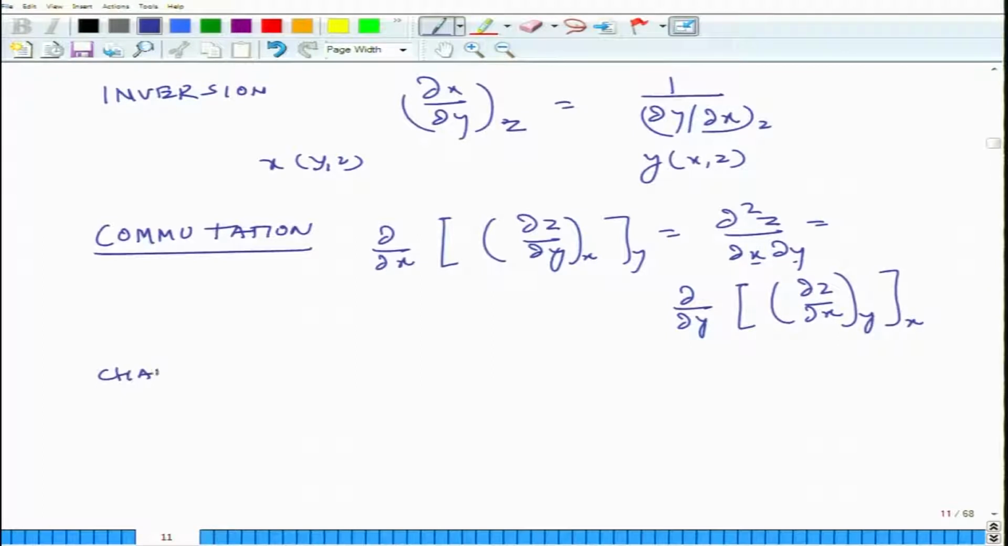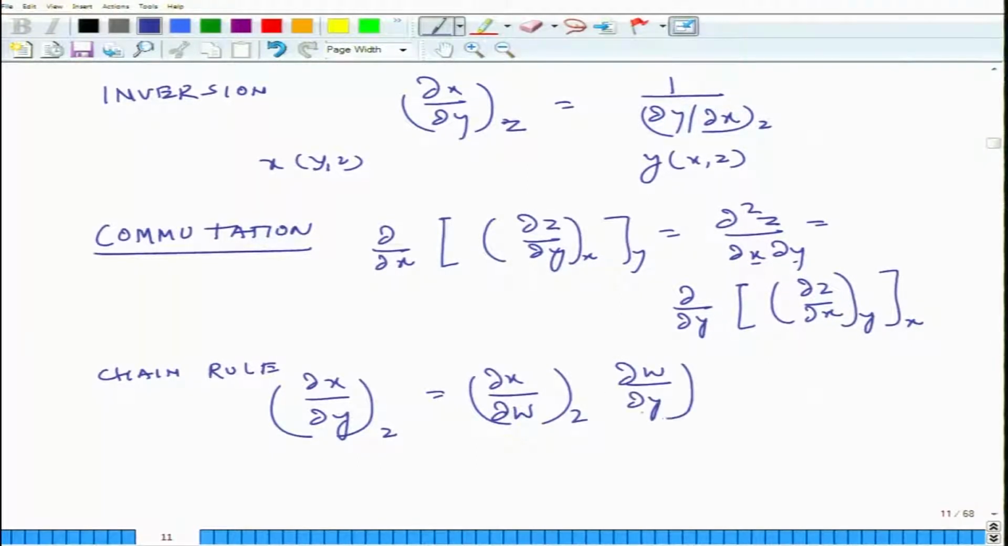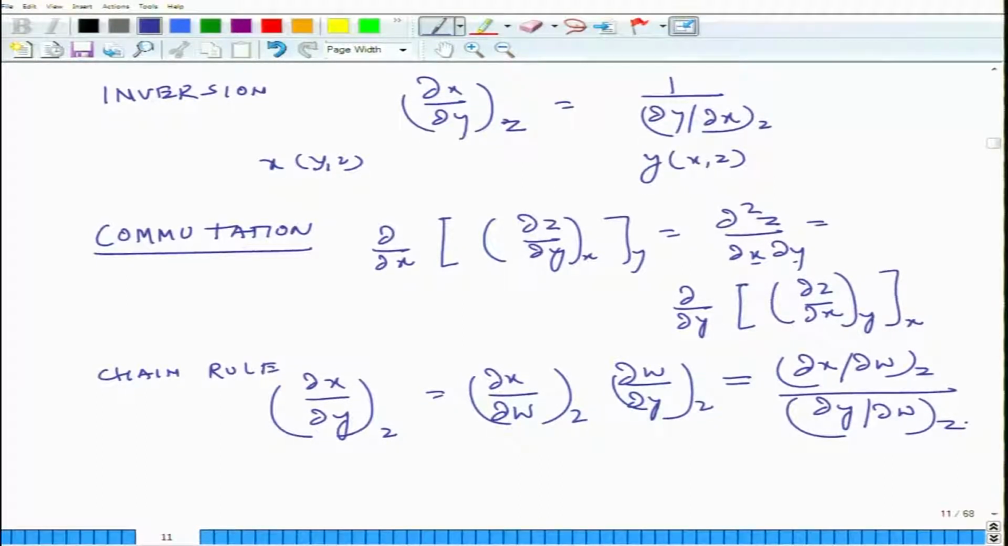Now, the chain rule is often used. So, ∂x/∂y at constant z can be written as ∂x/∂w at constant z times ∂w/∂y at constant z. By making use of the inversion rule here, we can also write this as ∂x/∂w at constant z divided by ∂y/∂w at constant z. So, this is the inversion rule.